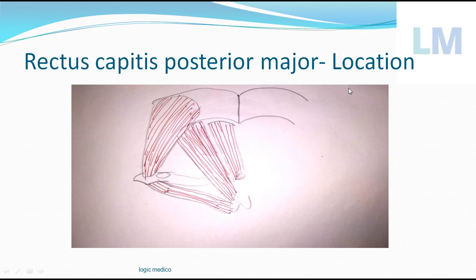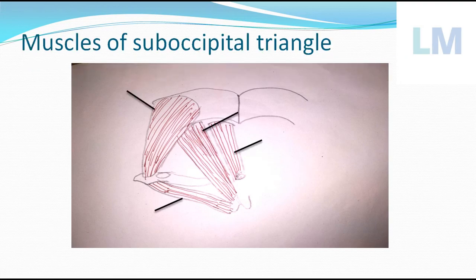Location, just now I told, posterior surface of the neck. The muscles of the suboccipital triangle are the following. Rectus capitis posterior major. This is today's topic. Suboccipital triangle is a triangular area which is present not only behind the occipital bone but also underneath that. That's why it's called suboccipital, like a submarine will be underneath the water. So this is the major muscle in that, rectus capitis posterior major. The tinier one will be called rectus capitis posterior minor.